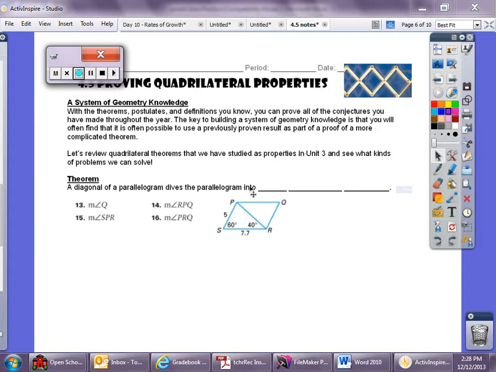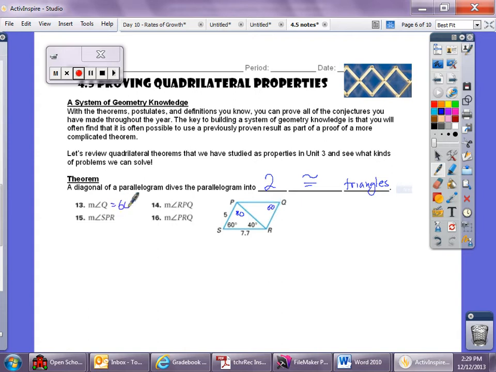So if we look at the first one, we know that a diagonal of a parallelogram divides a parallelogram into two congruent triangles. So it cuts it in half. It breaks into two congruent triangles. What we know is that, well, with this one we have 60, 40. So this angle up here has to be 80. So it has that up to be 180. And we know that these two are the same. So 60 and 60.